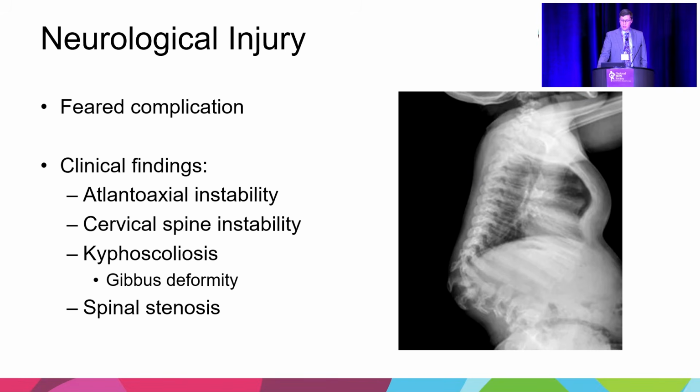Neurological injury is the third anesthetic complication that we'll discuss, and it's one of the more feared complications because of how essential an intact neurological system is to daily function. Some of the clinical findings which we find relevant, and you may hear mentioned, are things like atlantoaxial instability, where the head meets the neck, cervical spine instability, which is the neck above the shoulders, kyphoscoliosis, and in particular gibbous deformity, which is pictured here, and spinal stenosis, which occurs at all levels of the spine.